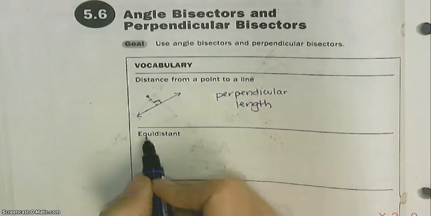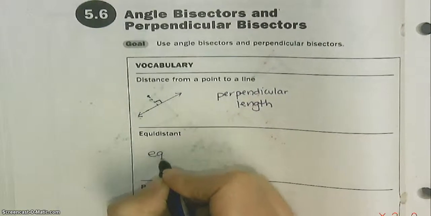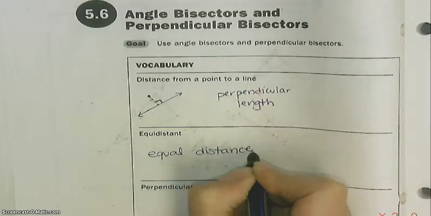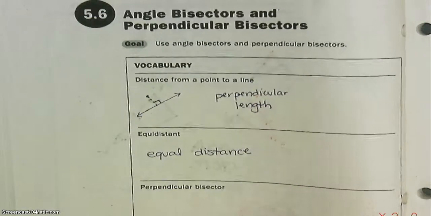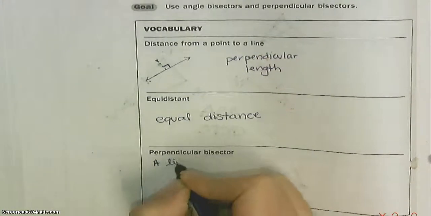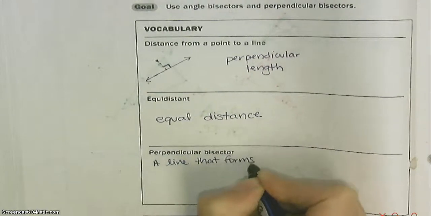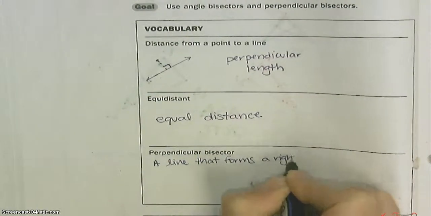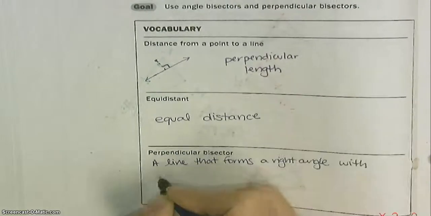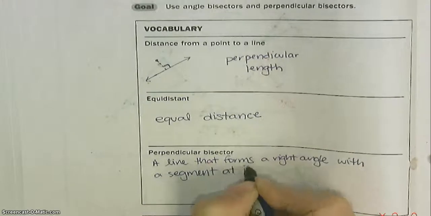Equidistant, well, you can see the word equal is almost in there. And distance, like distance, I want you to think about this as equal distance. And a perpendicular bisector is a line that forms a right angle with a segment at its midpoint.